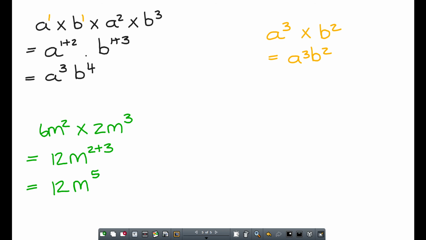Now law 2 is basically just the opposite of law 1. In law 2, my bases are the same, but now we're dividing.